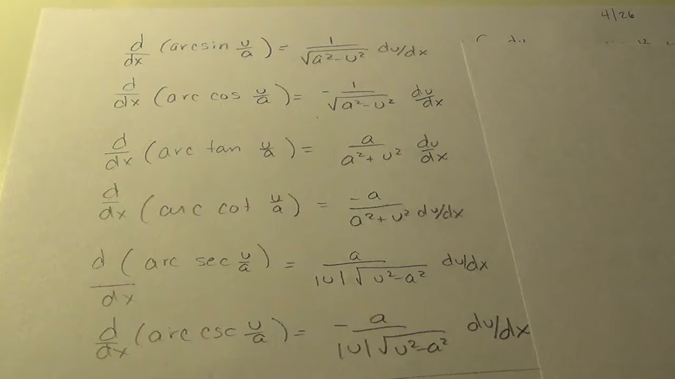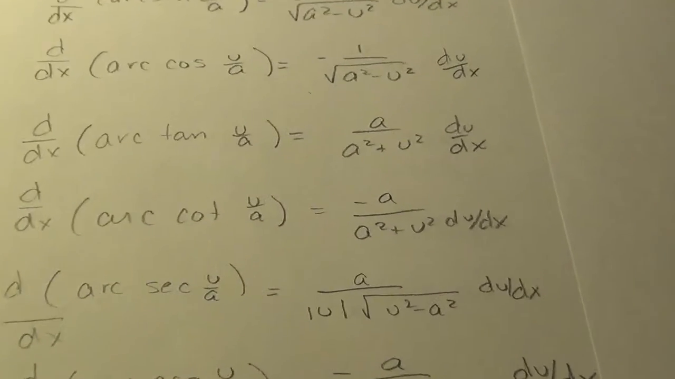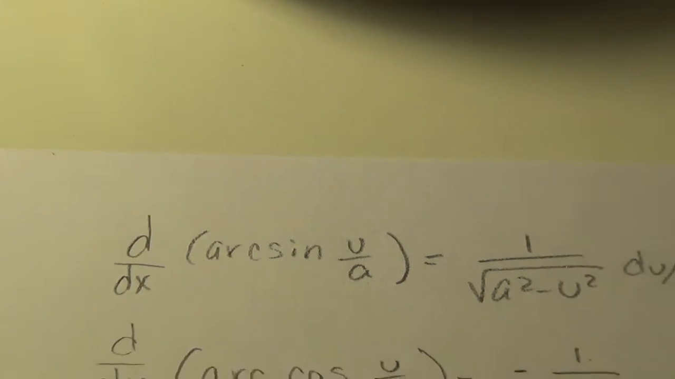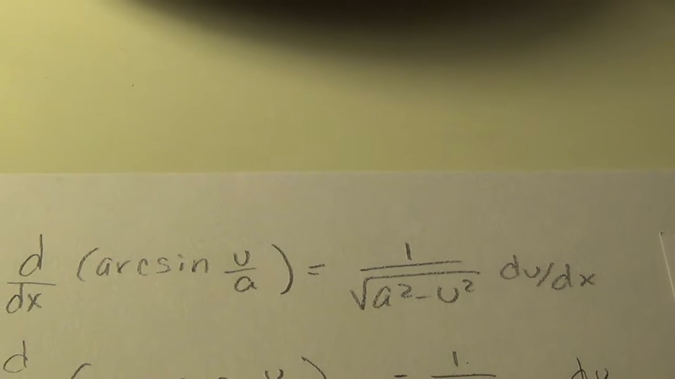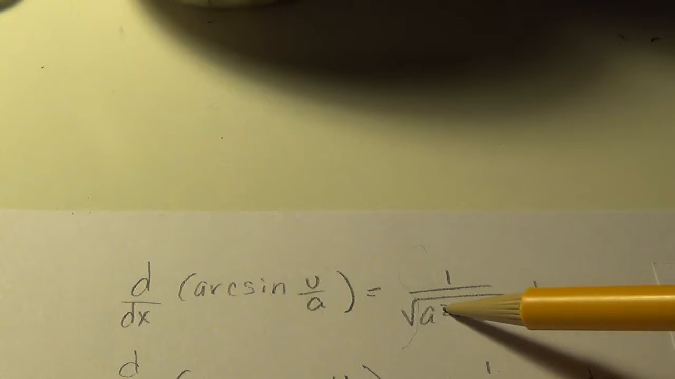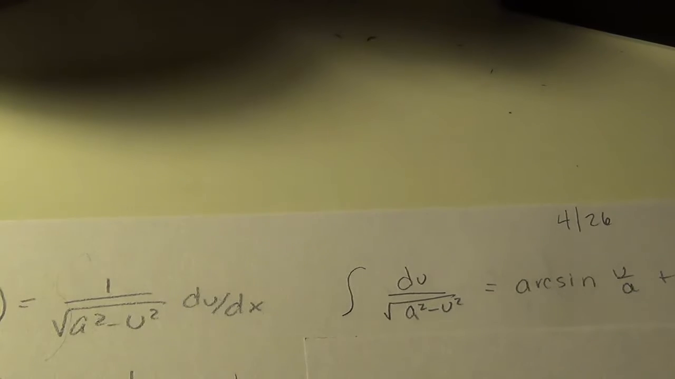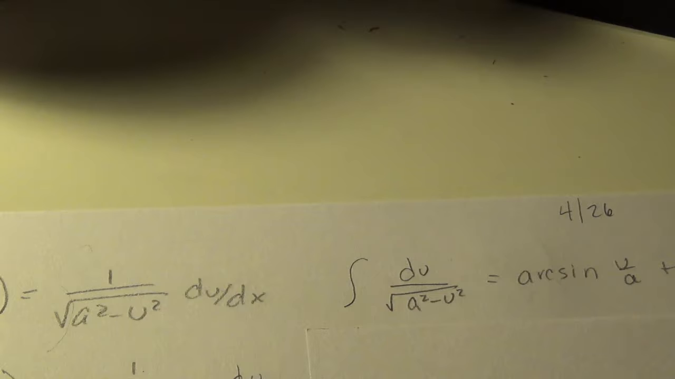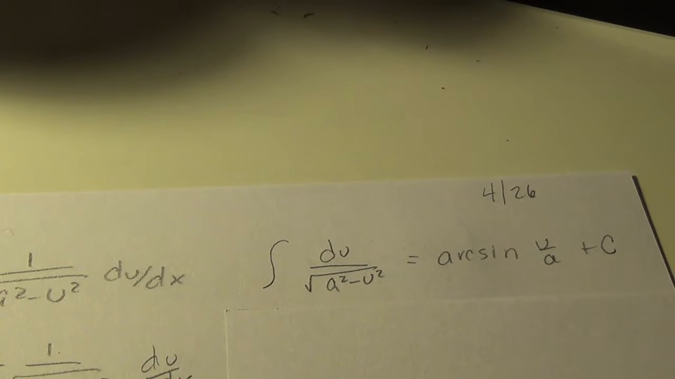So when we switch over to integral land, we need to look at one at a time here. So let's say we're looking at this one. Hope you're not getting too seasick here. Alright, when we look at this one, if the derivative of this is this, the integral of this must get us back to that. And so it does. So the integral of du over square root of a squared minus u squared is the arc sine of u over a plus c.